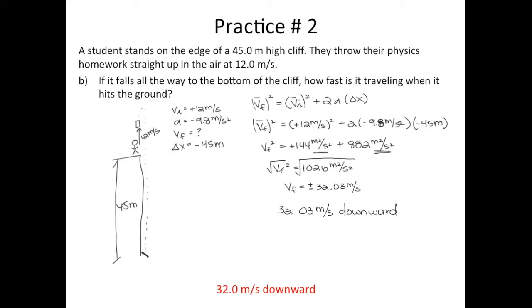Now, one thing I didn't explain that I want to make sure you get is these units right here. When we square this as well, that's how we got the meters per second. So the square root of meter squared is meter, and the square root of second squared is second, so that's where we're left with meters per second. Okay, let's move on to number 3.